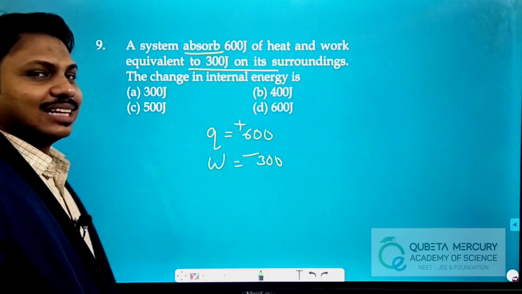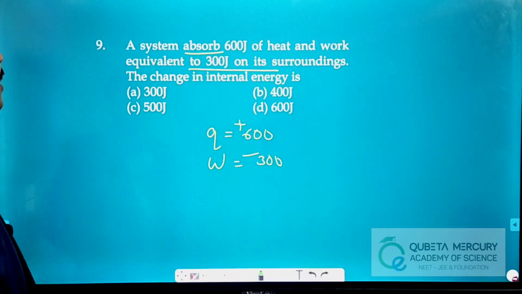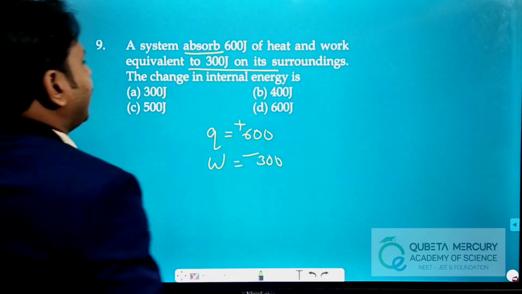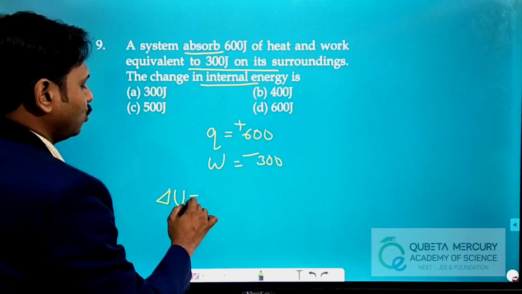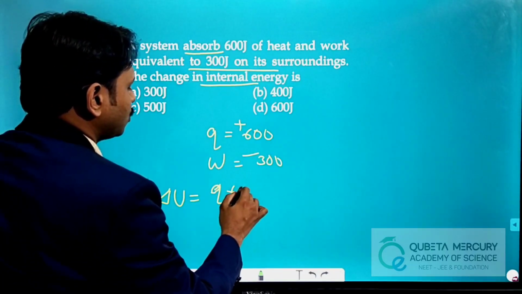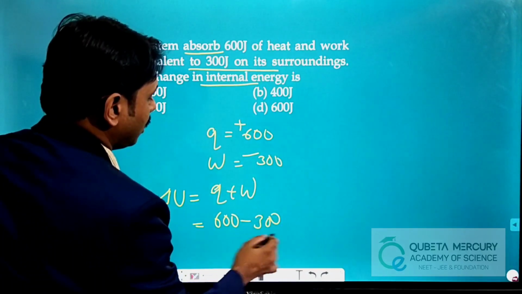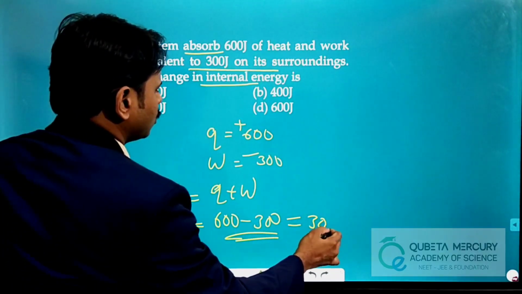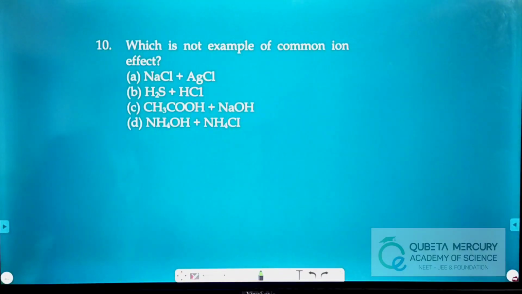In physics, the sign convention is opposite to that of our chemistry, right? Anyway, in order to find the change in internal energy, the equation used is delta U equals Q plus W, which is 600 plus (minus 300). Very direct question.